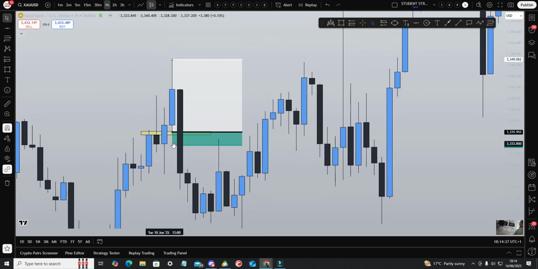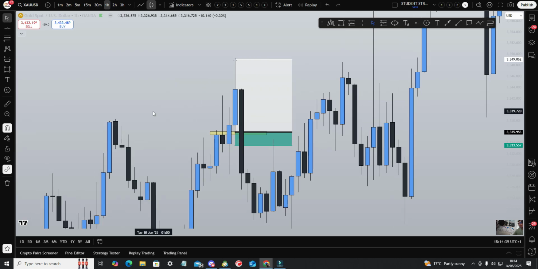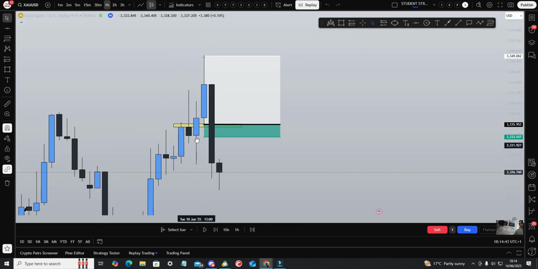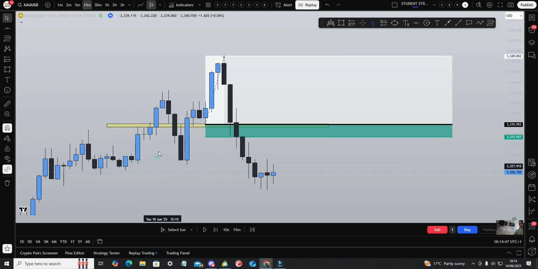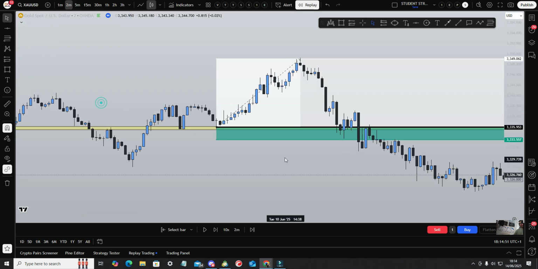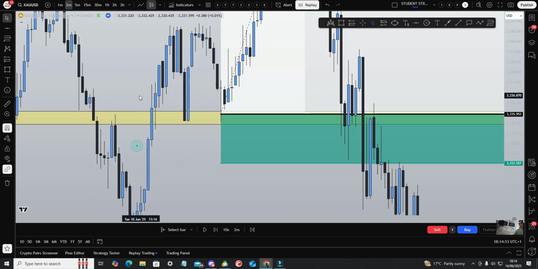Okay, now with this case over here, we're going to start breaking this down even more, because once you get the breakout, what kind of entry are we looking for? It's got a much smaller time frame, and you can basically enter.